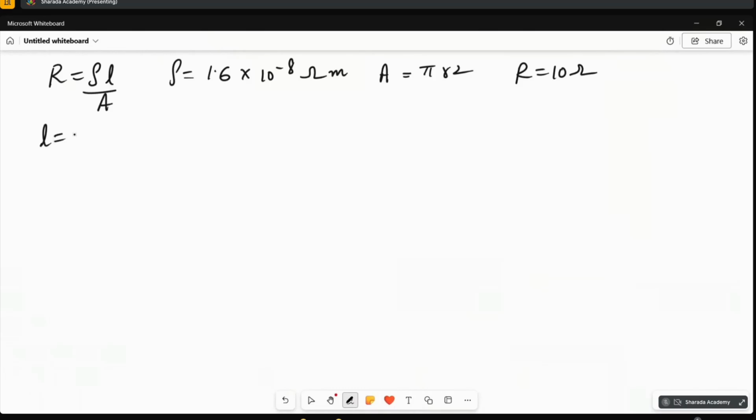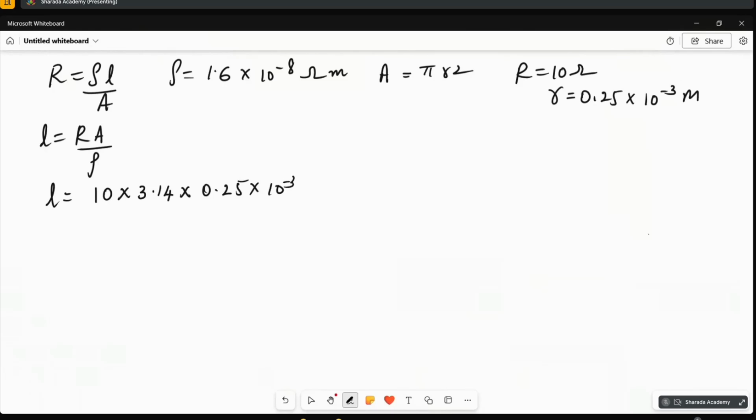So L will be R into A by rho. Now L is equal to R, which is 10 ohms, into area, which is pi r square. Pi is 3.14 into r square. R is given as 0.25 into 10 power minus 3. Always you have to take it in meters from millimeters. This into 0.25 into 10 power minus 3. Whole thing divided by rho. Rho is 1.6 into 10 power minus 8.